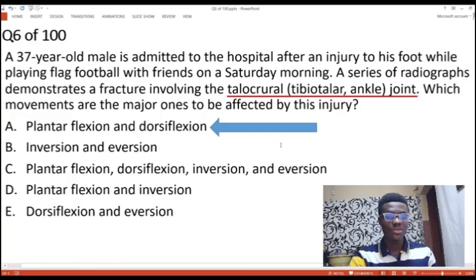Plantar flexion, dorsiflexion, inversion, and eversion. Other options are definitely wrong, since we have only four movements here. Two occur at the ankle joint, and the other two occur at other joints. So the correct answer is option A, and I believe you understand.